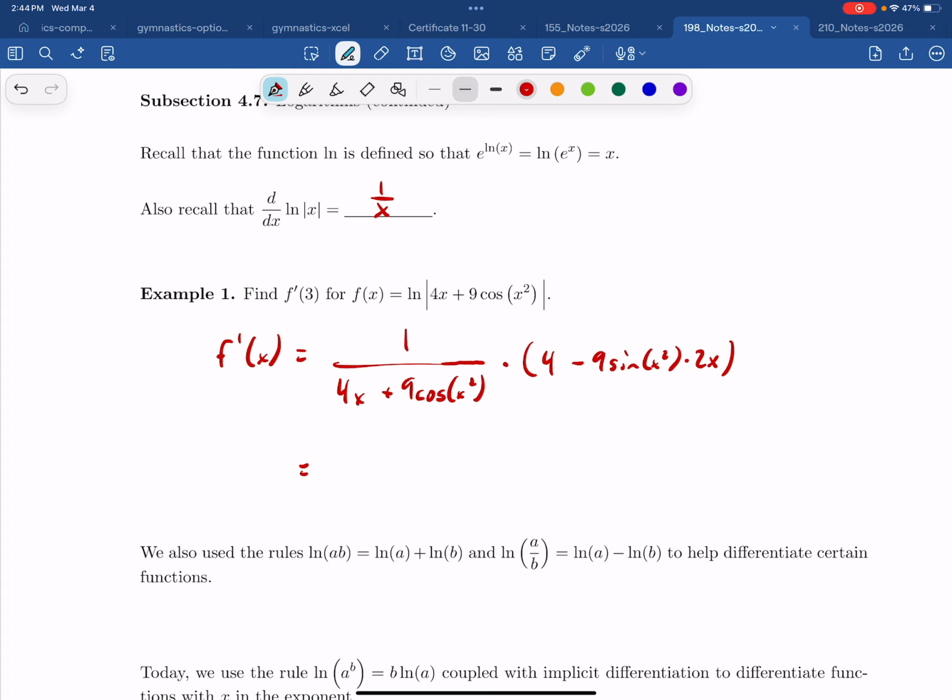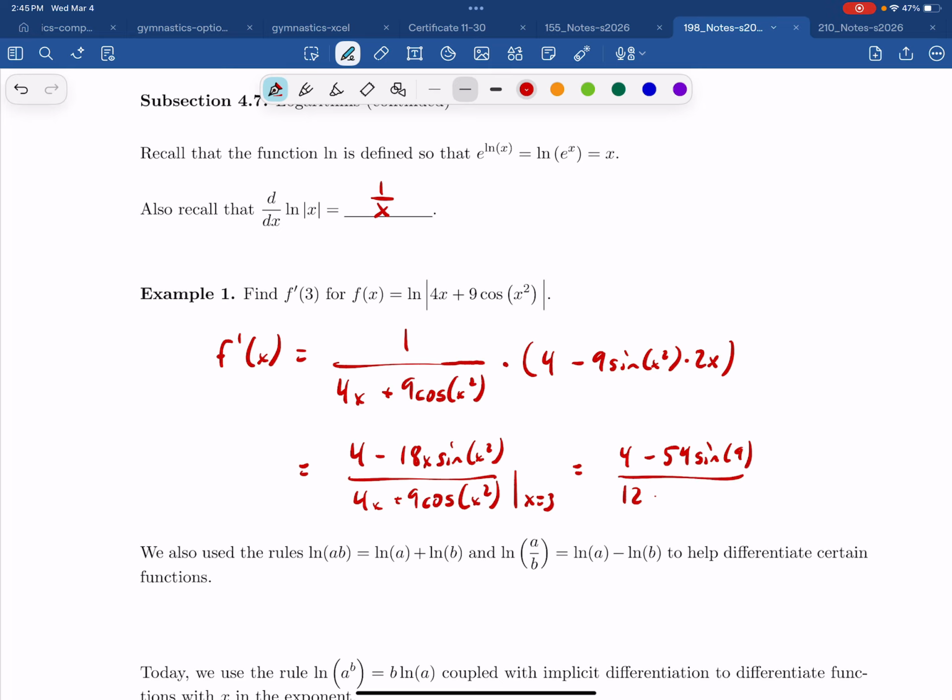And if we wanted to write this a little bit nicer, then we could write this as 4 minus 18x sine of x squared all over 4x plus 9 cosine of x squared. And then, of course, we would plug in x equals 3 and get, I'll just do it out, 4 minus, was that 54 sine of 9 over 12 plus 9 cosine of 9. Weird. Right, anyway, that's what we get.